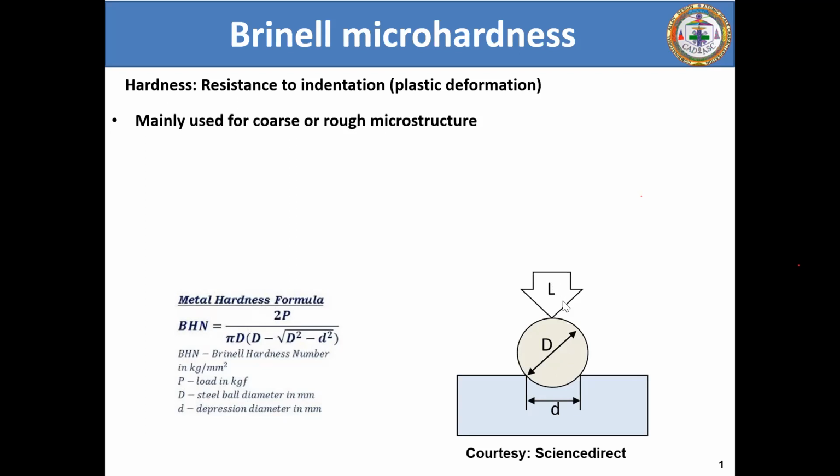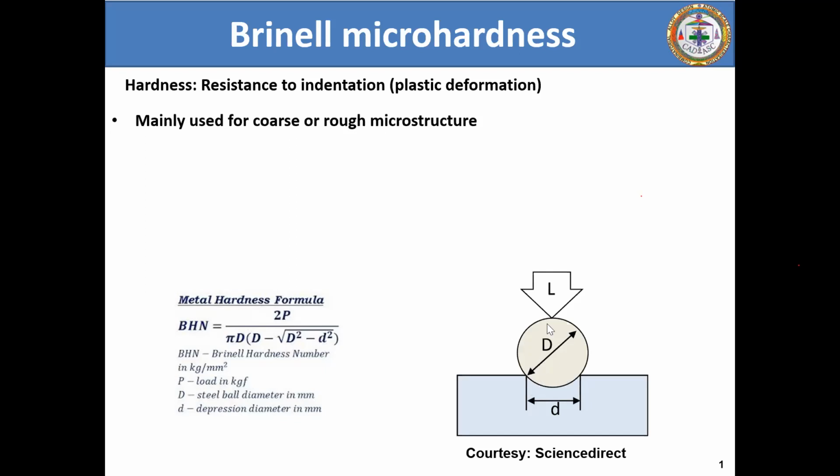Now, if you apply a load L, or you can write the load as capital P, it is not necessarily capital L, it can be written as anything. So it's load in kgf, kilogram force. D is the diameter of that steel ball, and small d is the depression diameter. Why am I interested in this depression diameter? Because it is used to find out the projected area of plastic deformation.